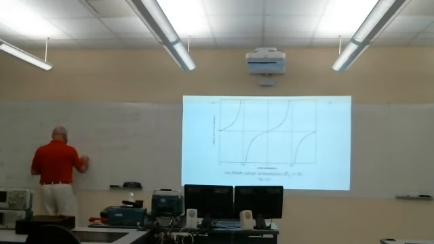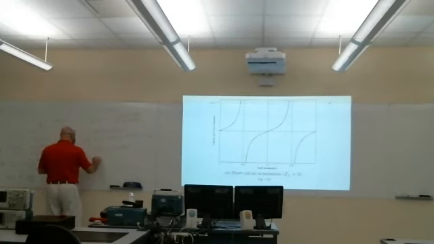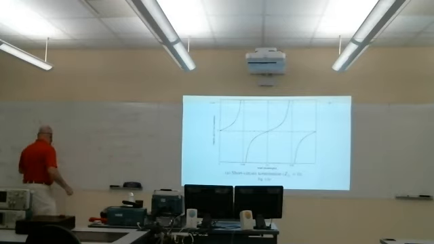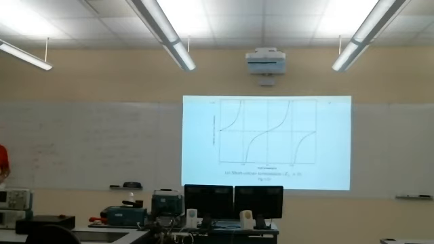The other case is for ZL equal to infinity. That's the open case. Gamma is plus 1, and in that case, Zin of L is minus j Z0 cotangent of beta L. You have 1 over the tangent, which becomes the cotangent.